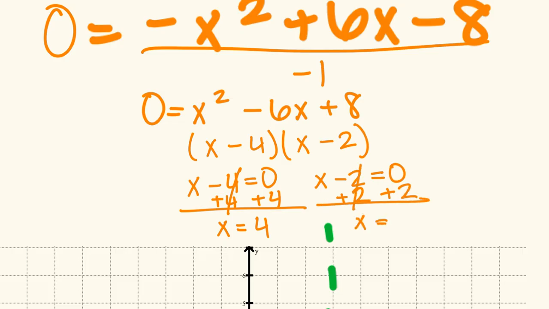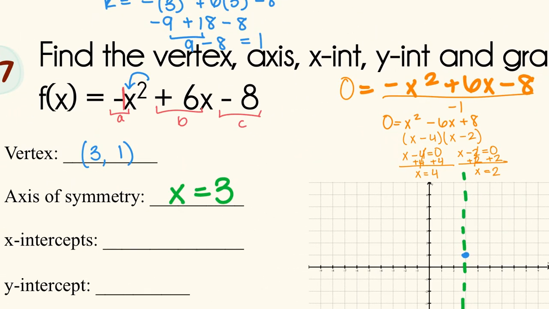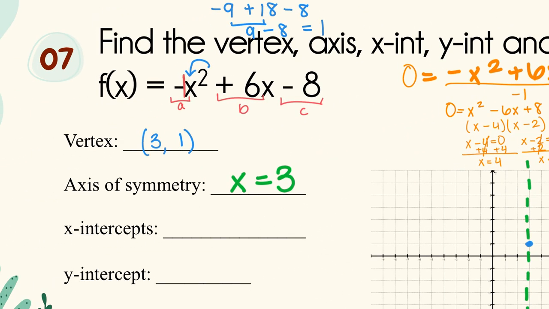And I'm going to get x equals a positive 2. Please do not get that part wrong. So my coordinates, or my ordered pairs for my x-intercepts, are going to be (4, 0) and (2, 0). Ordered pairs, please make sure they are in parentheses.